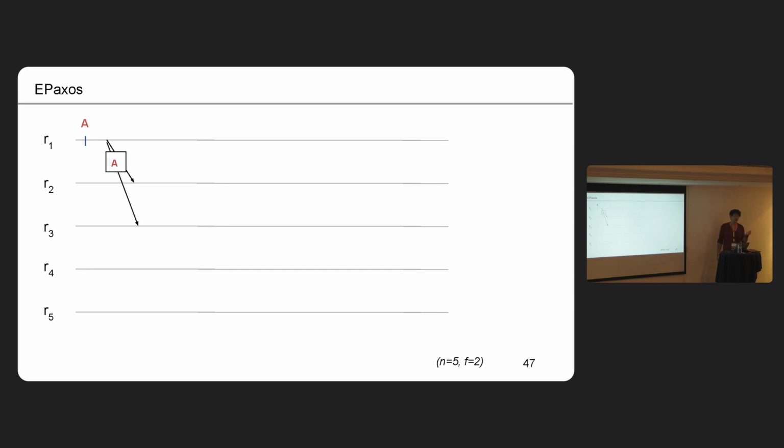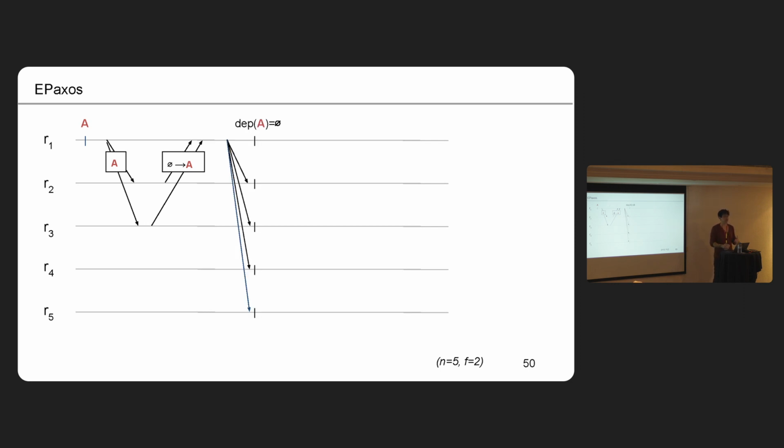Assume that command A is coordinated by the first replica, R1. Here there is no concurrent command. So the replicas R2 and R3 answer back saying, okay, I don't have anything as dependencies. That's good. This is what is called a fast path. And we know that the dependencies of the command A are empty.